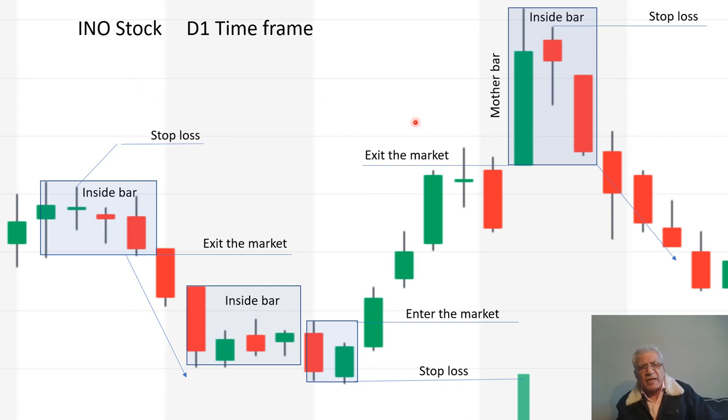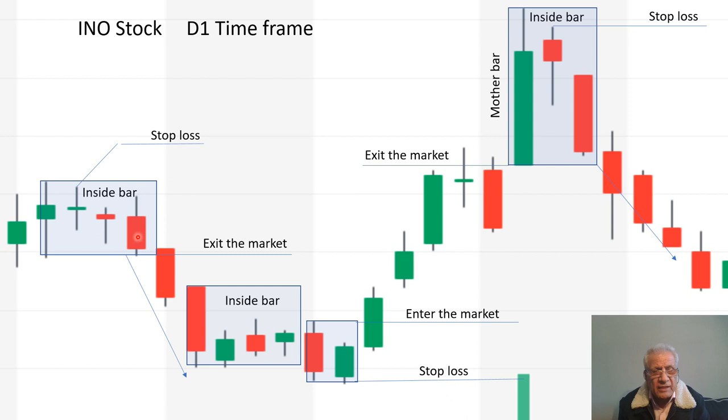So that's another example of Yahoo Finance INO stock D1 time frame. Now you see this is an inside bar. This is another inside bar. And also this is one inside bar with two candles. This is another inside bar with altogether four candles. Now in this situation, the mother bar is a bullish pin bar with three inside bar.